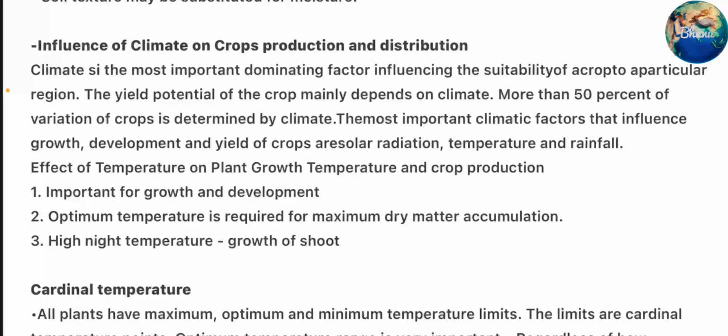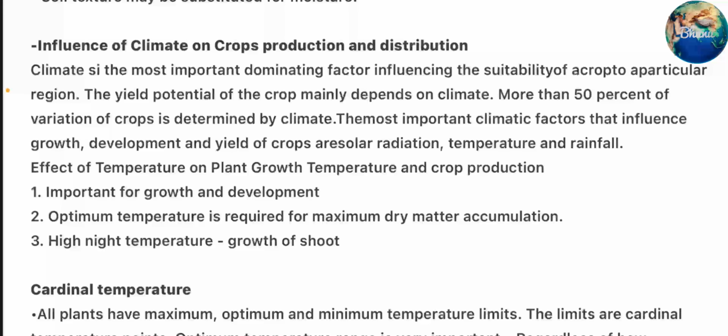Influence of climate on crop production and distribution. Climate is the most important dominating factor influencing the suitability of the crop to a particular region. The yield potential of the crop mainly depends on climate. More than 50% of variation in crops is determined by climate. The most important climatic factors that influence growth, development and yield of crops are solar radiation, temperature and rainfall.